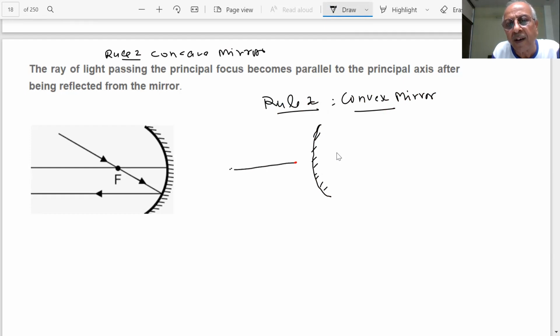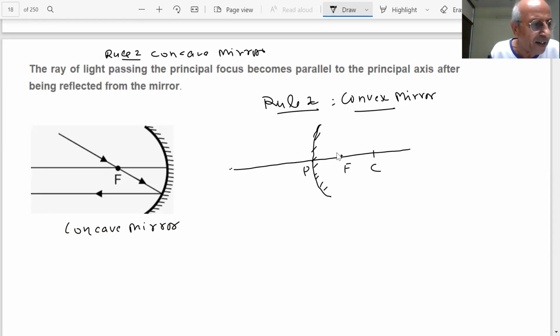Again, I draw the same thing, students. Line, pole, focus, and double of this, center of curvature. You see that in case of a concave mirror, the focus is in front of the mirror. In case of a convex mirror, the focus is behind the mirror. This is your concave mirror, and this is your convex mirror.